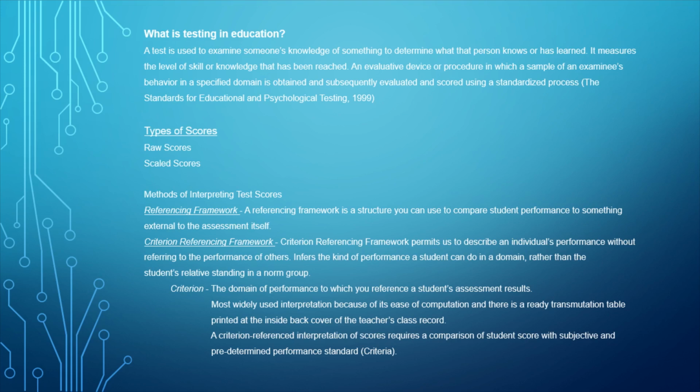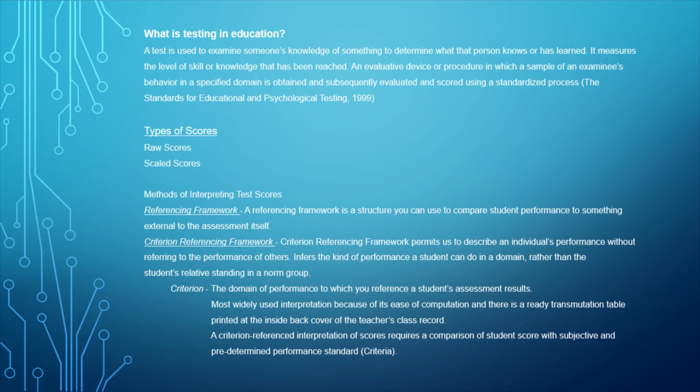Methods of interpreting test scores. Referencing framework: a referencing framework is a structure you can use to compare student performance to something external to the assessment itself. Criterion referencing framework: it permits us to describe an individual's performance without referring to the performance of others. It infers the kind of performance a student can do in a domain, rather than the student's relative standing in a norm group. Criterion: the domain of performance to which you reference a student's assessment results.